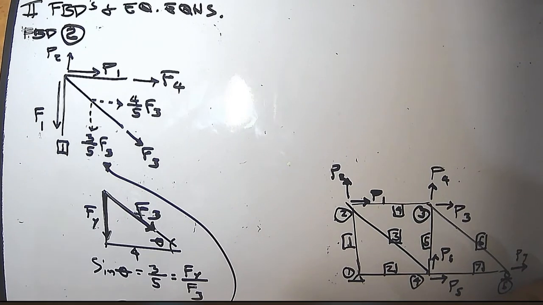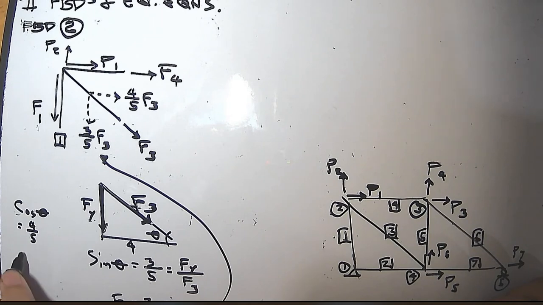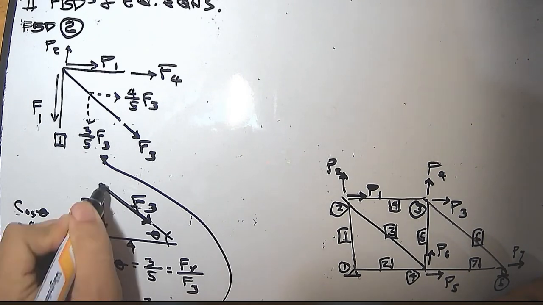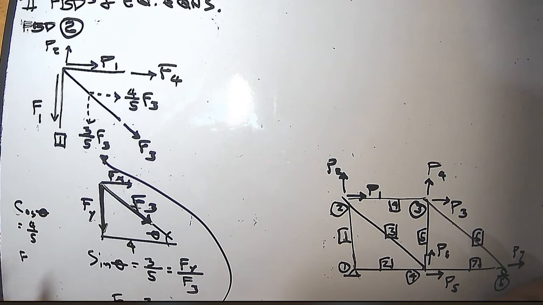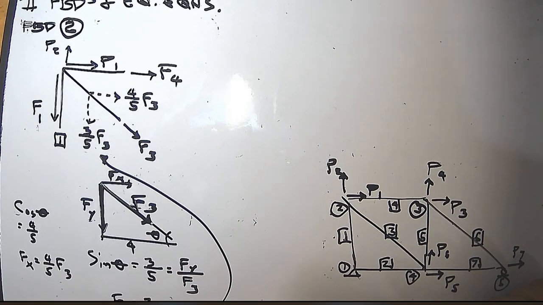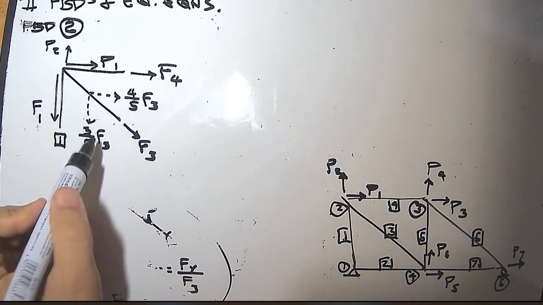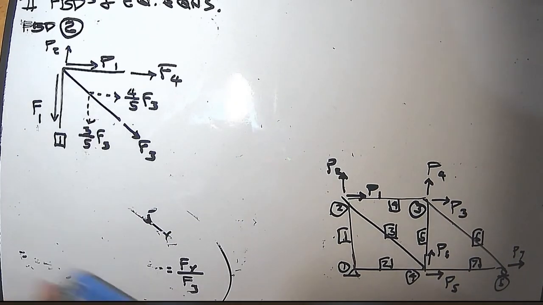Okay? Likewise, cosine of theta is equal to 4/5, no? And then, ito na ngayon yung Fx. Okay? Likewise, Fx becomes 4/5 of F3. So, that's how you got to this horizontal component. Okay? So, i-erase ko na ito ngayon. At least, alam nyo na kung paano kunin yung horizontal and vertical components.